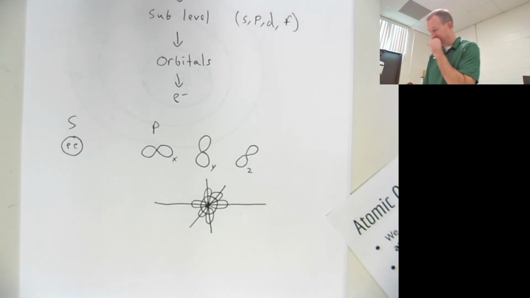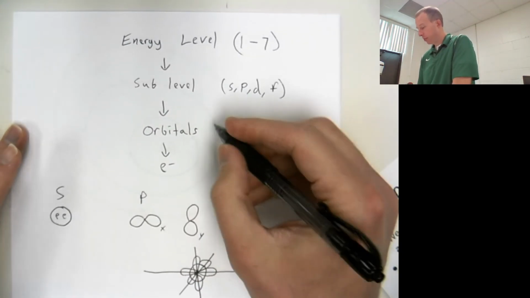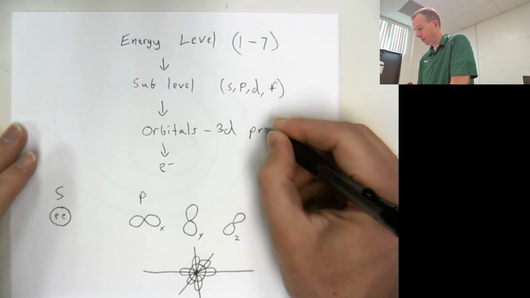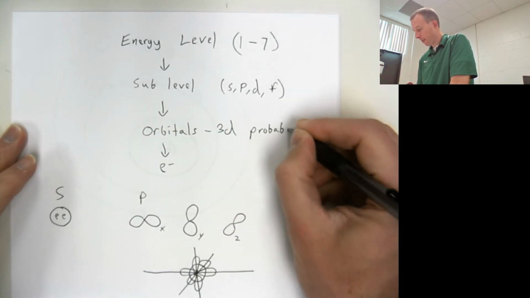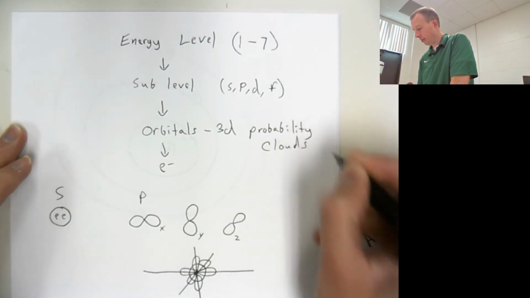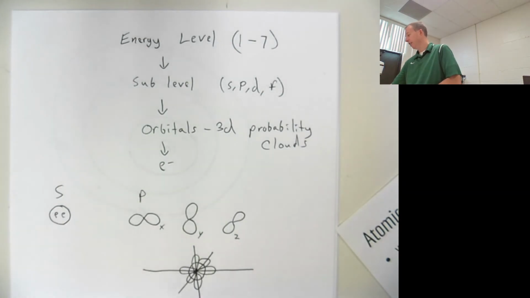The big ideas that you need to understand are that orbitals are 3-dimensional probability clouds. All right. So they are 3-dimensional probability clouds where we are likely to find an electron. All right.